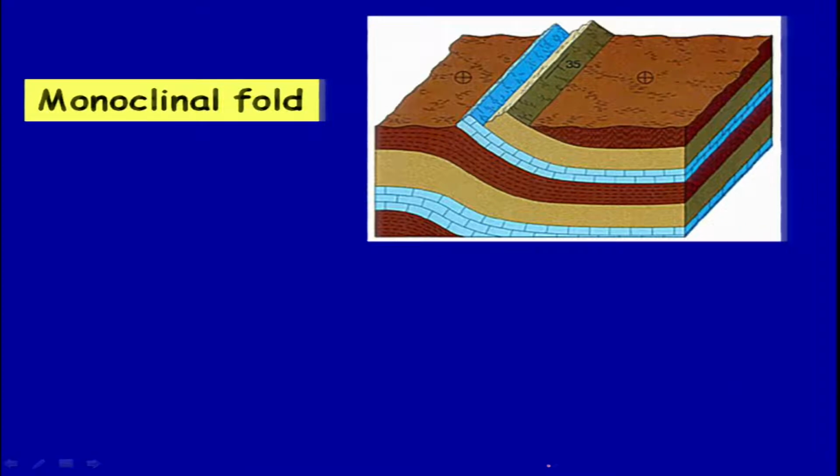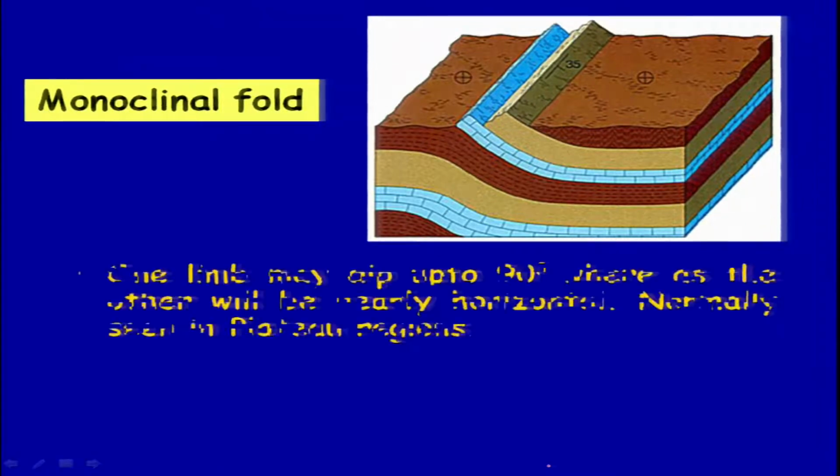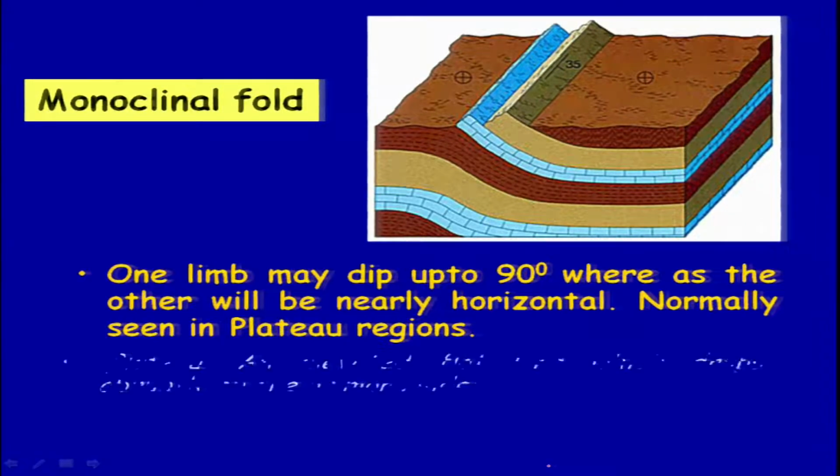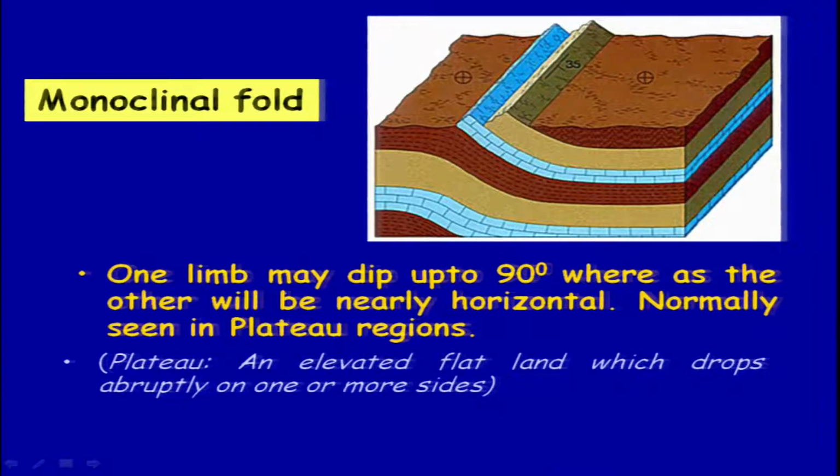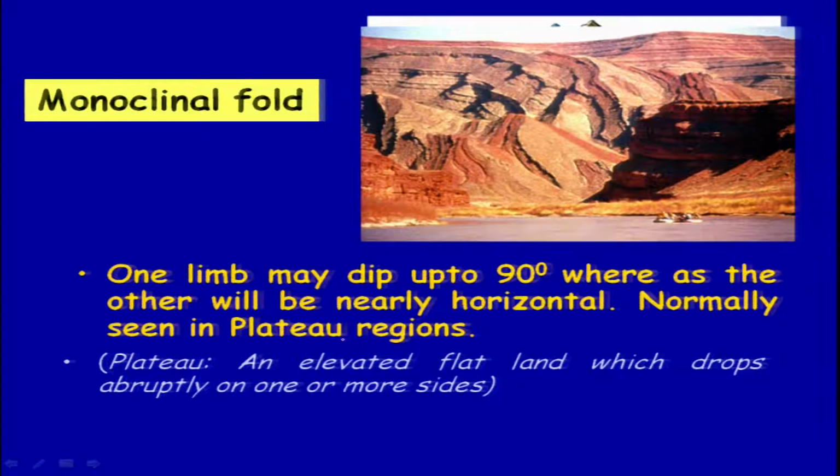So monocline, fault and fold as discussed, okay, you will be able to see something like this, okay. So one limb may be dipping up to 90 degrees, whereas the other will be nearly horizontal, okay, and normally seen in plateau regions. So this is what you will be able to see in this section, okay, and on the topography you will see a step-like feature.